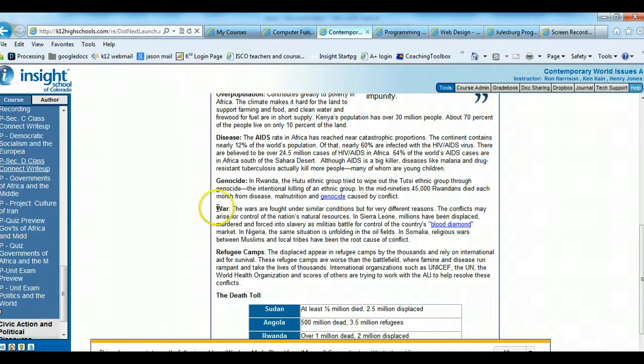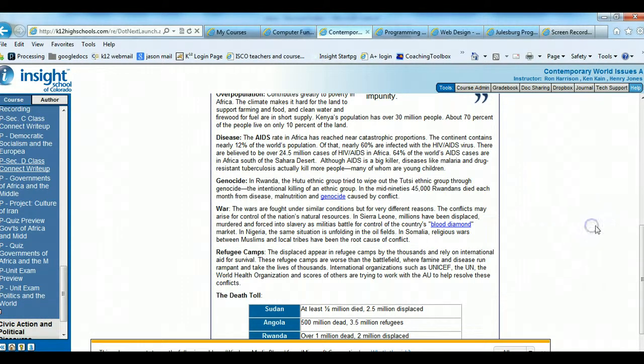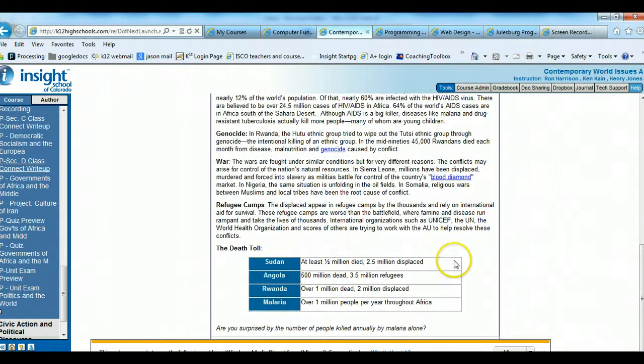And then finally, there are wars for many reasons. There are civil wars within a country. There are civil wars like right here, Sierra Leone. Millions of people have been displaced, murdered, or forced into slavery as military groups battle for the country's control. And you probably saw the movie Blood Diamond. Blood Diamond is about civil war in Africa because of the value of diamonds. Nigeria has problems because Nigeria is rich in oil. Well, there are battles over who controls the oil fields. Then finally, refugee camps.